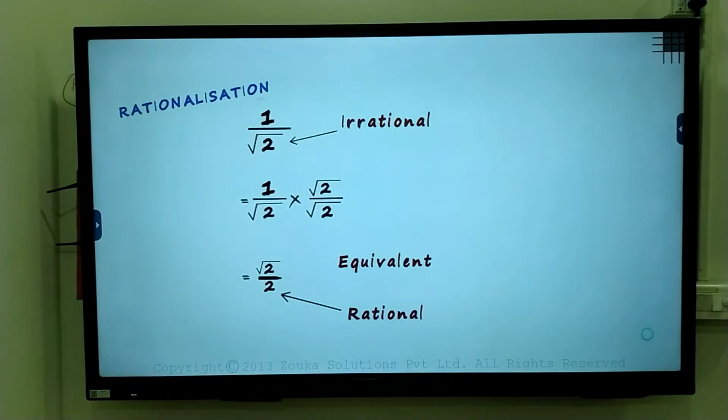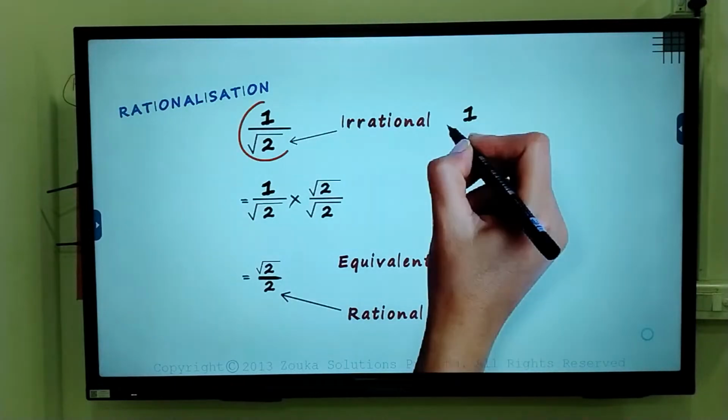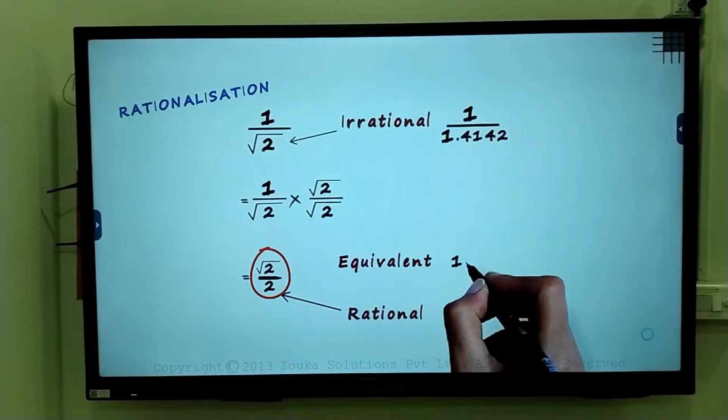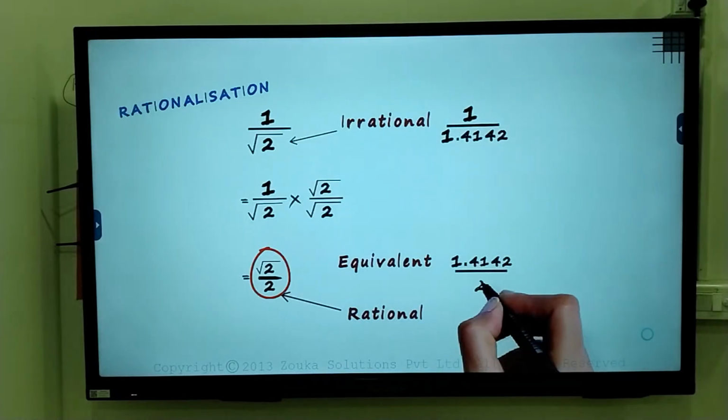So why do we need this? Why can't we just leave it as 1 by root 2? Well, there is no definite answer to that. It is the standard form accepted all over and we follow it. But one practical reason would be that it is easier to divide root 2 by 2 than it is to divide 1 by root 2. Think about it. What would you prefer to solve? 1 by 1.4142 or 1.4142 divided by 2?